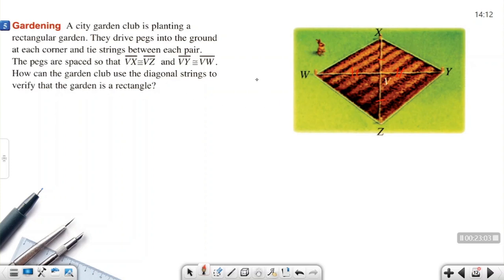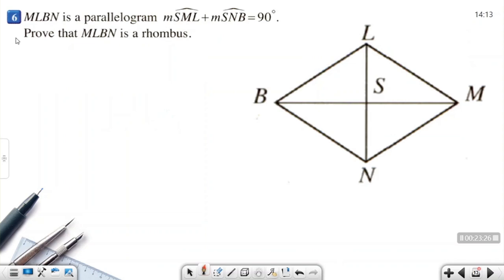How can the garden club use the diagonal system to verify that the garden is a rectangle? How can you think it's a rectangle or not? If the diagonals are congruent, the shape will be a rectangle. So they need to check whether XZ is congruent with WY. If these two are congruent, we can call this garden a rectangle.